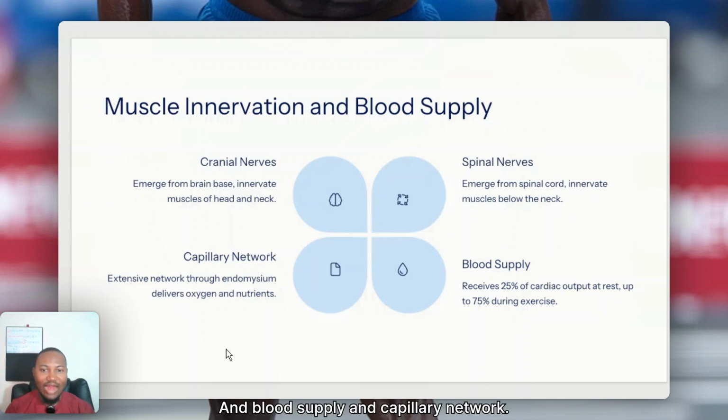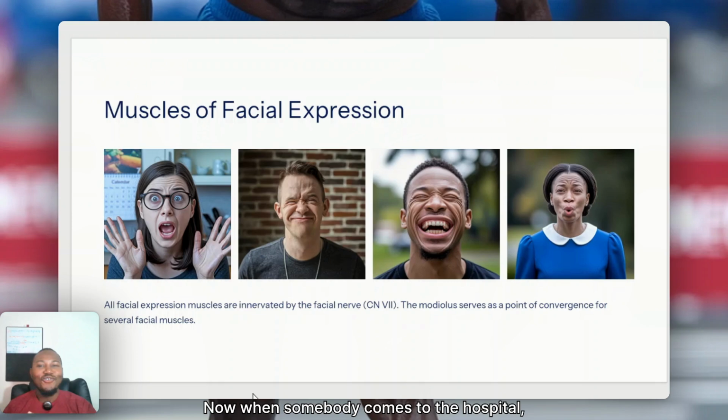And blood supply and capillary network. The capillary network is very, very important because this is what helps to deliver oxygen and nutrients to the muscles. If you have a problem with the capillary network, it's a serious problem. Now, when somebody comes to the hospital, there are a lot of ways we can check for cranial nerve 7, right?